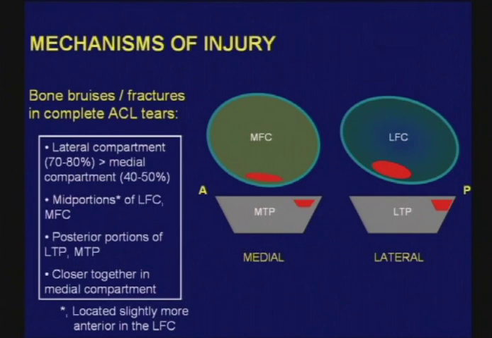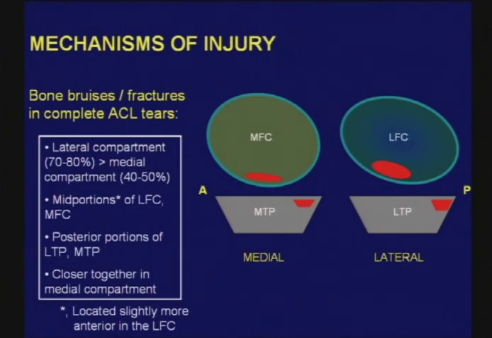And the edema is closer together in the medial compartment than in the lateral compartment. There's a reason for that, which I won't go into, but it has to do with the surfaces of the tibial plateaus, which are different on the two sides. Some people say that the edema is located slightly more anteriorly in the lateral femoral condyle.